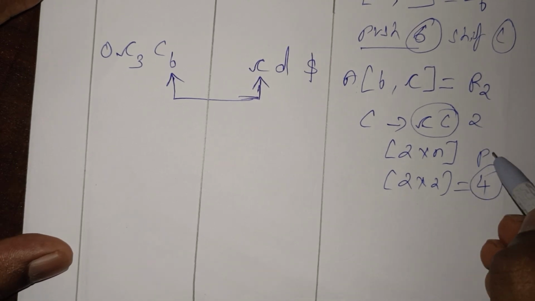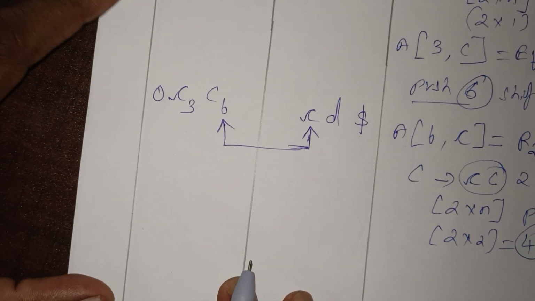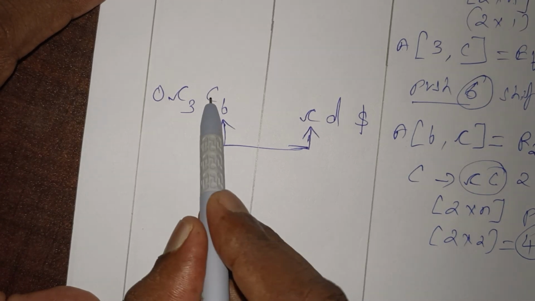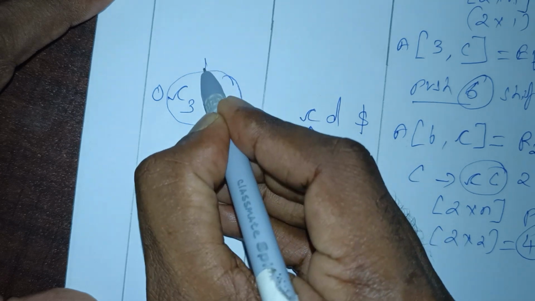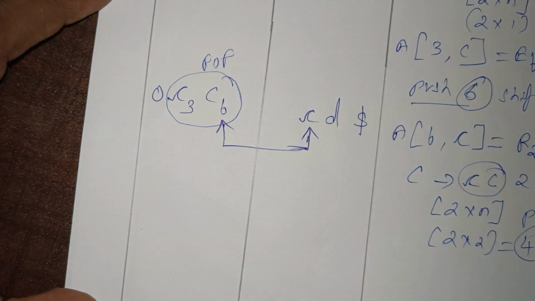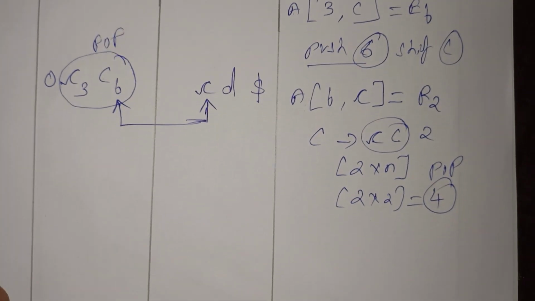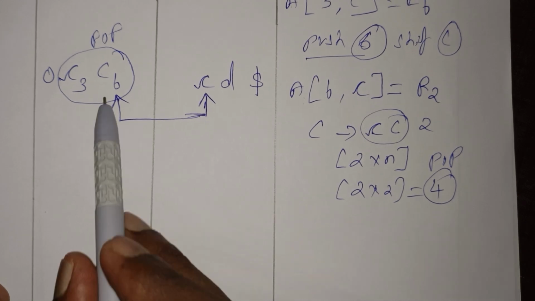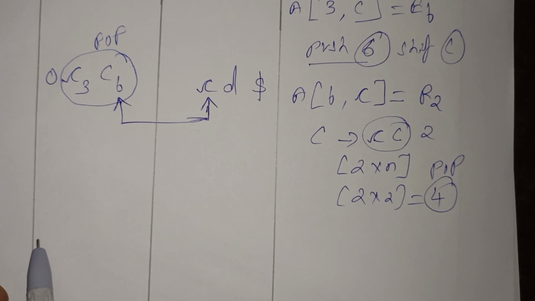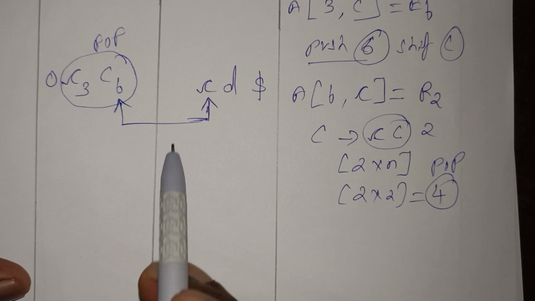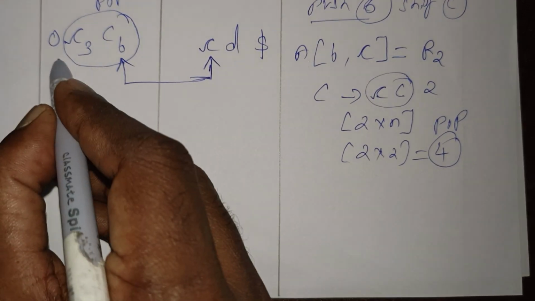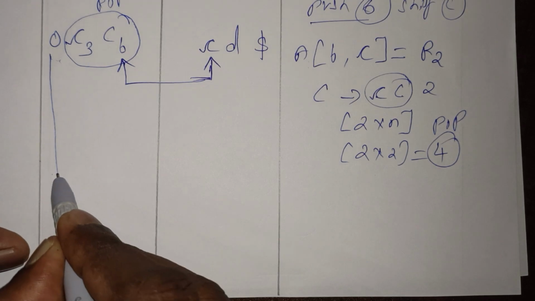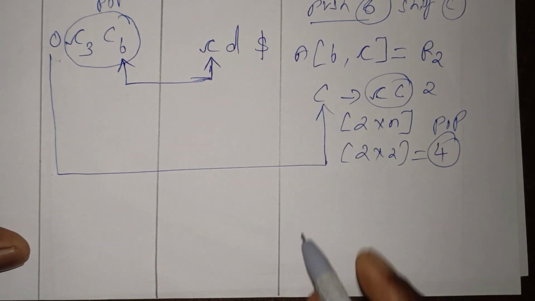So 4 has to be popped. So what are the 4 elements here? 6 capital C, 3 small c. We need to pop all of this. So after popping all of this, as you all know, we need to compare because it is already compared here. We got the result. So we need to compare this 0 with this capital C.